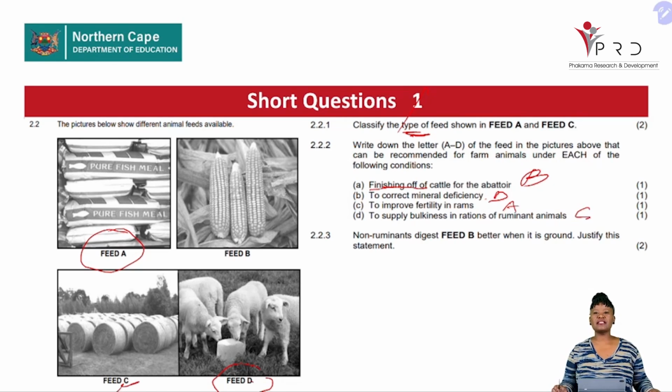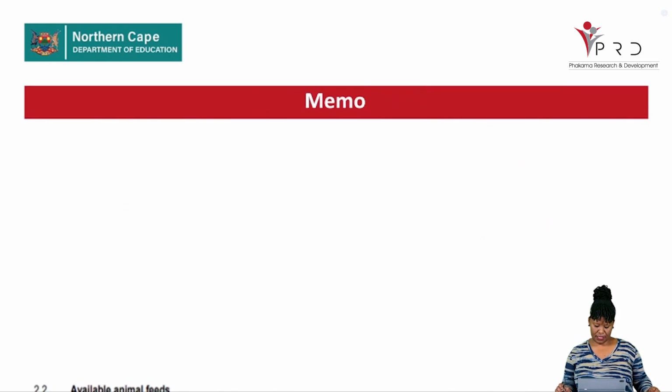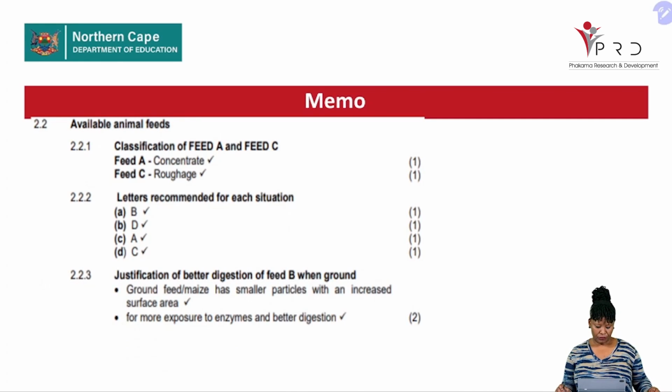The non-ruminants digest maize better when it is ground, when it is fine. Justify this statement. Ground maize has smaller particles with an increased surface area. It is better when it is ground because it increases the surface area. At the same time, it gives more exposure to enzymes and for better digestion.